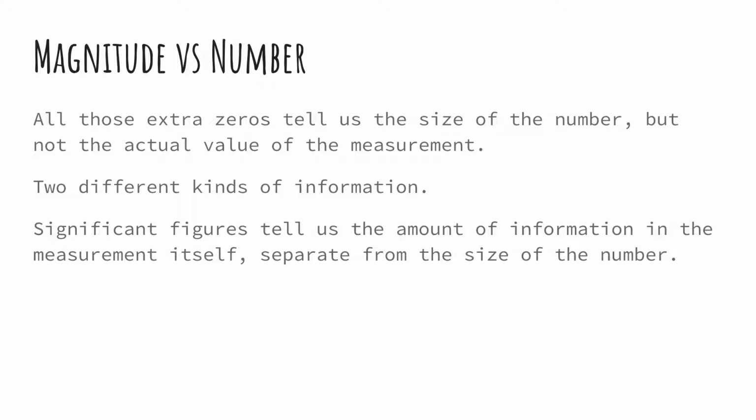This goes back to what I was talking about in earlier videos, magnitude versus number, the actual information contained in your measurement. So, the extra zeros that you can get in some measurements, they tell you about the size of the measurement, but they don't tell you about the actual value of the measurement. Remember, I distinguished those as two different kinds of information. Significant figures are a way of measuring the amount of information in the measurement, separate from the size of the number.